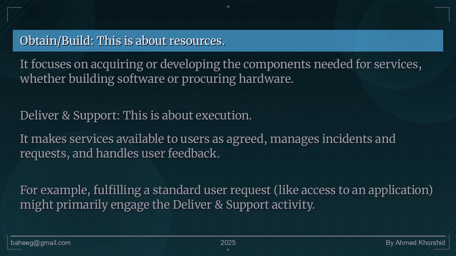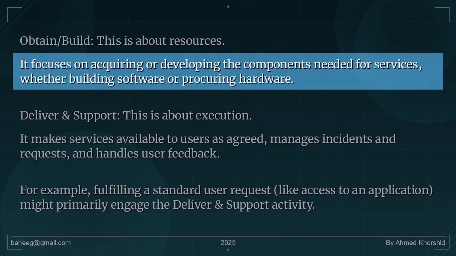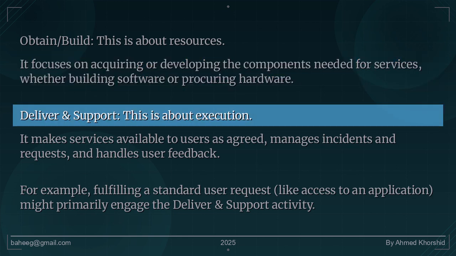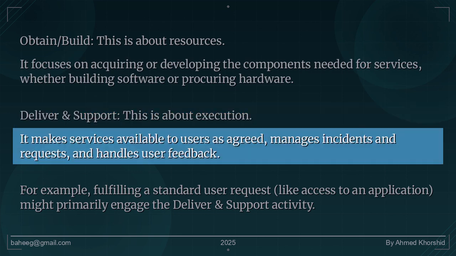Obtain/build, this is about resources. It focuses on acquiring or developing the components needed for services, whether building software or procuring hardware. Deliver and support, this is about execution. It makes services available to users as agreed, manages incidents and requests, and handles user feedback.